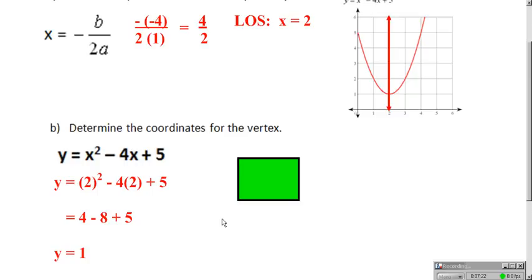Now, the vertex is an ordered pair, so we'll write it as an ordered pair or coordinate. We know our x value by finding the line of symmetry was 2. Your y value is 1. Therefore, your vertex is (2, 1). Remember, the vertex is going to be a min value or a max value. In this case, on the graph, it would be right here. Notice that your x value is 2, your y value is 1. This would be a minimum. It is the lowest point on this graph.